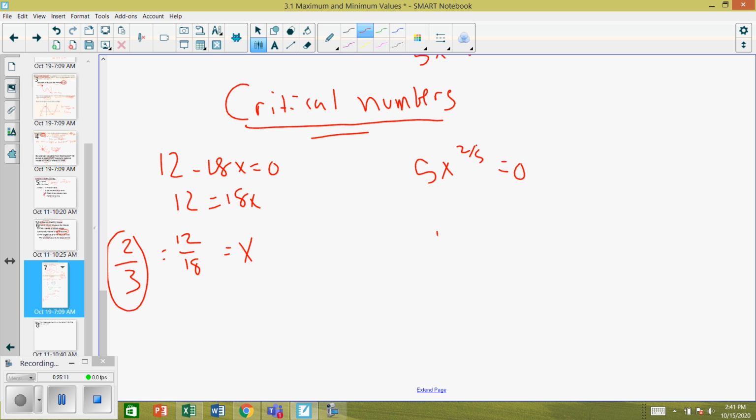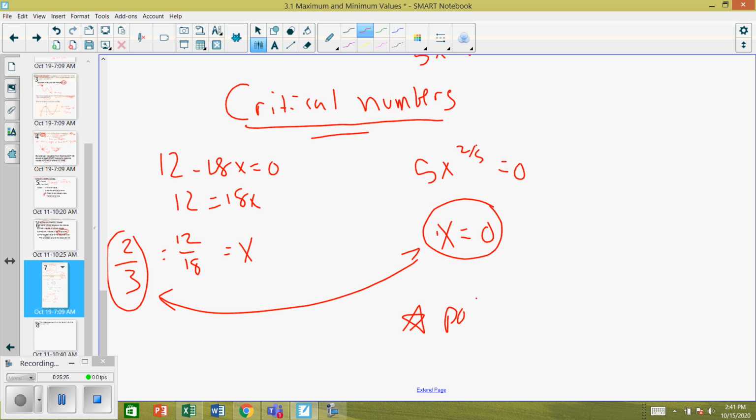So what makes it 0 is 2/3, and what makes it not exist is just going to be 0. So we have two critical points here. One makes it 0, one makes it undefined. Now, either one of these, again, are potential maxes and mins. We'll just have to prove that later.